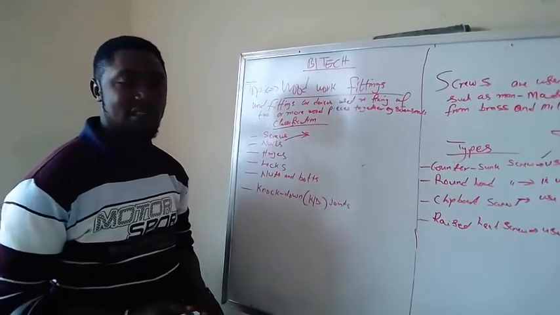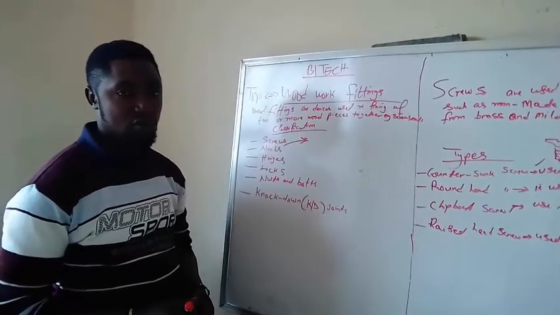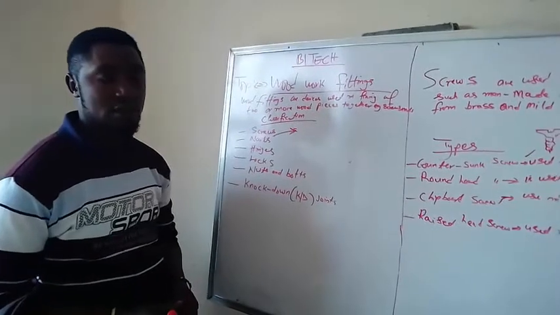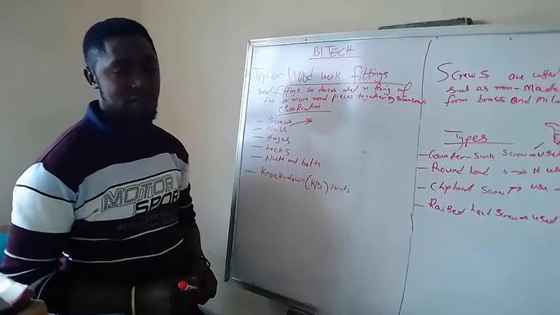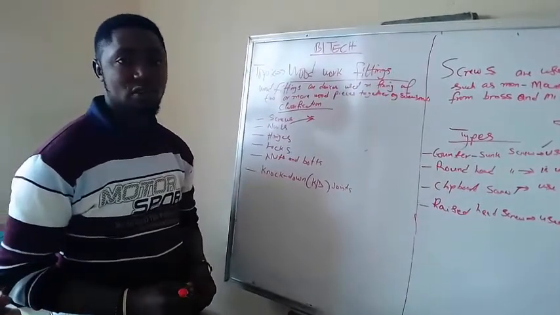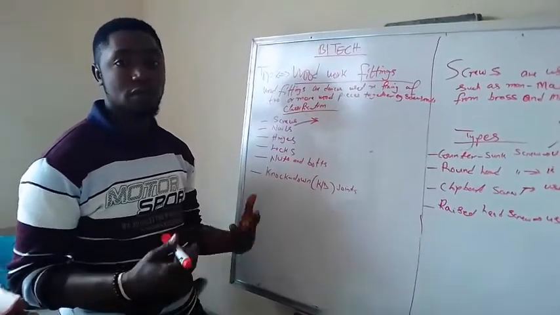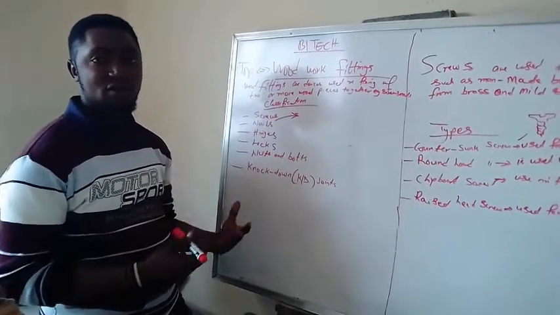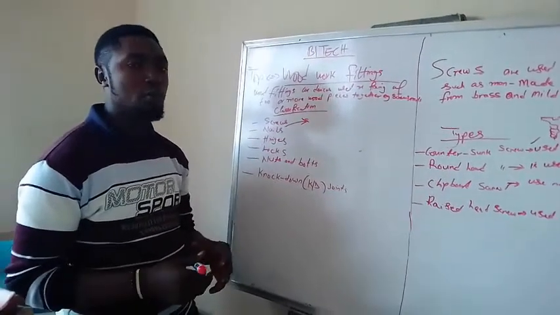I'll be teaching JS3 basic technology, and the topic is wood fittings. That is what we will discuss today. By definition, let us explain wood fittings. Wood fittings can simply be defined as the process or method used in fixing two or more pieces of wood together.